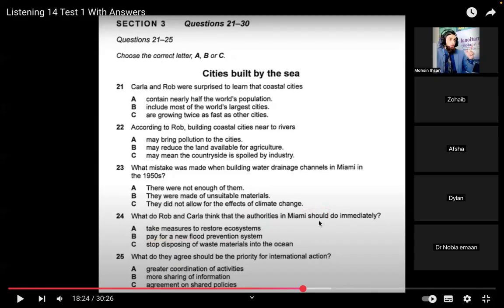Let's go for 25. Question 25 is, what do they agree should be the priority? Much more concentration was given to anything for international actions. What might that be? A greater coordination. Coordination means together. The word together is used, so the right option may be A. Next, more sharing of information. The sharing of information, like spreading of knowledge, spreading of ideas and concepts, this can be used. Next, agreement on shared policies. So they both agreed. They both agreed. So let's go for this.